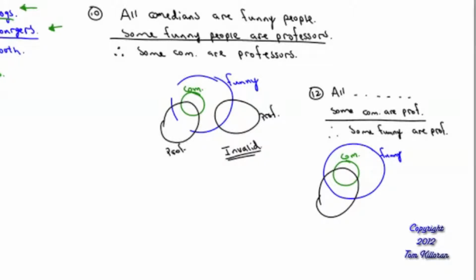Can it come over here like the other one did? No. So here's my professors. And because it's touching the green one, it's also touching the blue one. Therefore, some funny people are also professors. Some funny people are professors. Therefore, the argument is valid, because I'm only going to get one picture out of this whole thing.